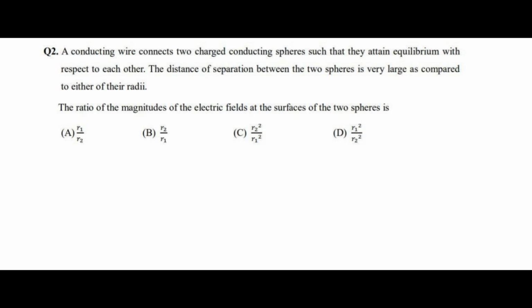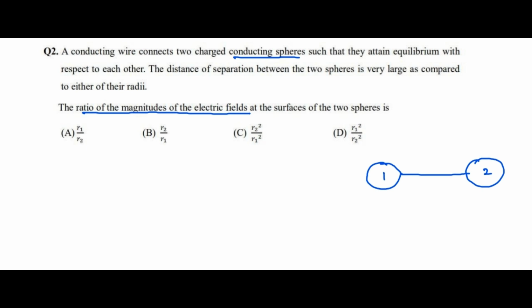Question number 2. A conducting wire connects two charged conducting spheres such that they attain equilibrium with respect to each other. The distance of separation between the two spheres is very large compared to either of their radii. The ratio of the magnitude of the electric fields at the surfaces of the two spheres. So these two conducting spheres are charged. Assume this is sphere 1 and this is sphere 2. Both are connected by a conducting wire.